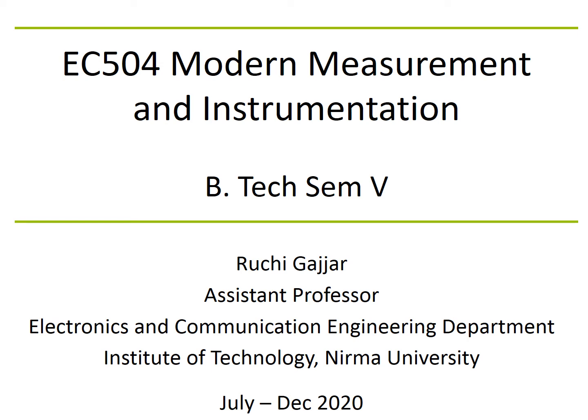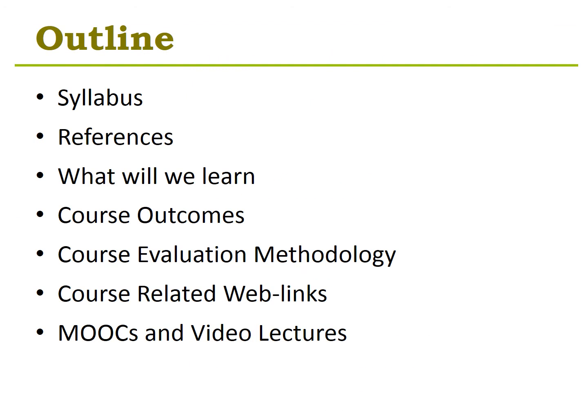The course code is EC504 and this is a course that is taught to the 5th semester of Electronics and Communication Engineering. I am Ruchi Gajjar and I would be teaching this course throughout the semester. In this course, we would be studying various electronic instruments that are used for measuring different parameters, different electronic circuit measurement, and we would be seeing how these instruments function.